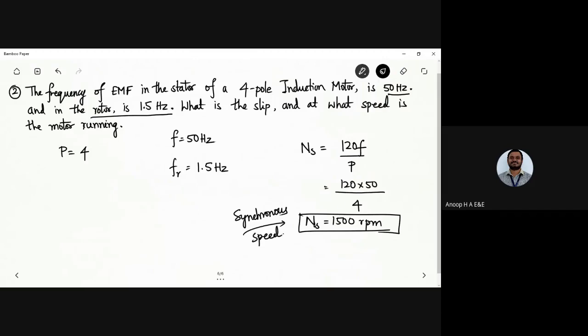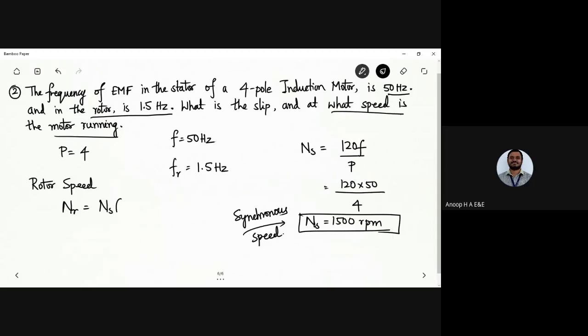This is the synchronous speed, which is 1500 RPM. Now I can calculate the speed of the motor running. What I mean is not the synchronous speed, but the rotor speed, which I generally call NR.